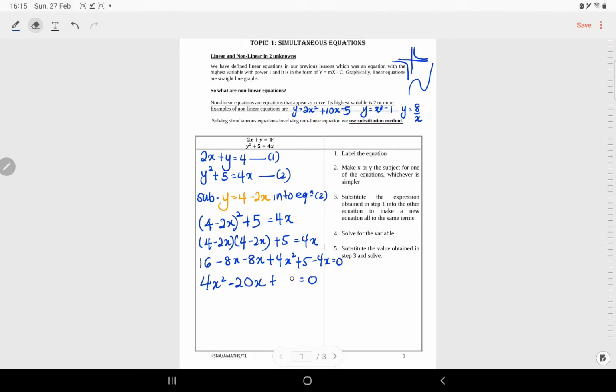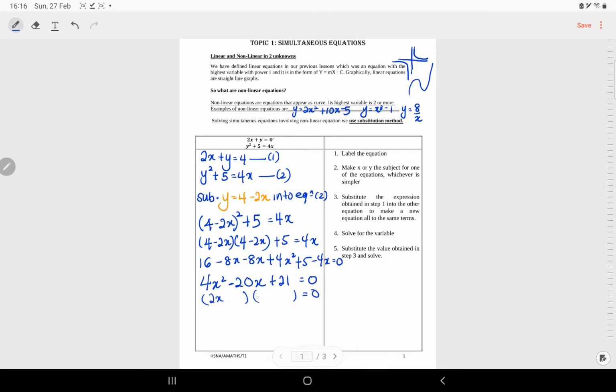Sorry guys, what did I say? 16 plus 5. Okay, sorry. 16 plus 5, that will give me positive 21. Okay, so now this is a quadratic equation and we need to solve for x. So first let's try to factorize. Okay, if we can't factorize it, then you know that you could use the quadratic formula. Okay, so let's try to factorize that.